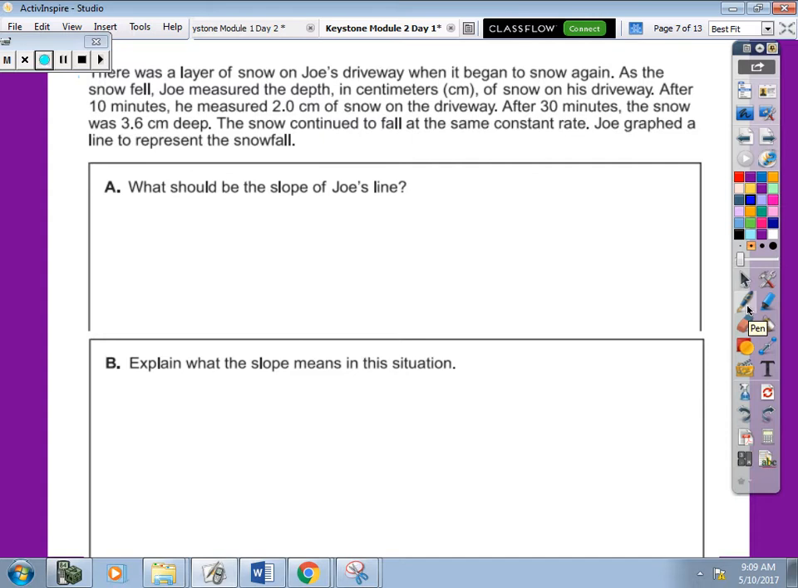All right, what should be the slope of Joe's line? So how can we find the slope of the line that Joe graphed? Maybe he graphed it in the snow, we don't know, but we need to find the slope. Whatever he did, he's legendary.